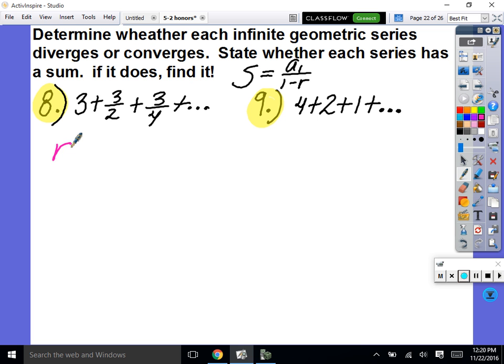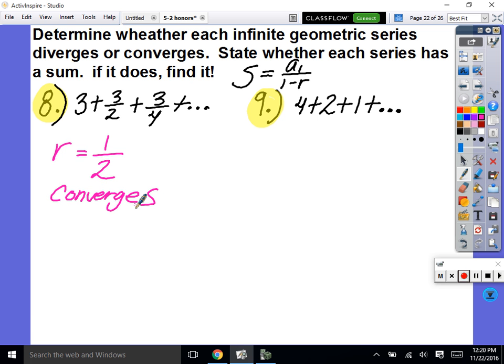Is our ratio getting smaller and smaller? Yes. What's our r value? Yep, we're multiplying by a half each time, aren't we? So r is 1/2. So everybody, we can find the sum, so we would say it converges. It converges to a sum.